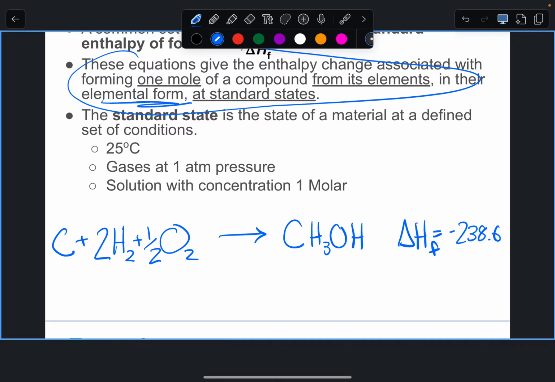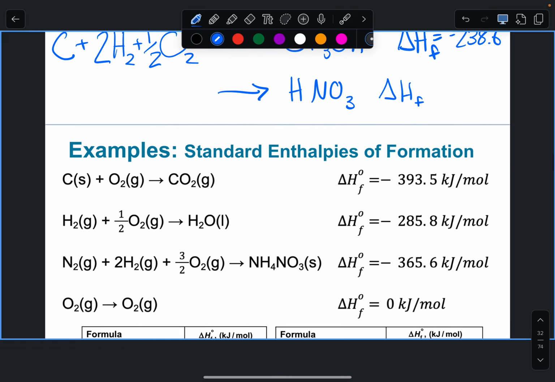Why don't you do another one for me? Do nitric acid, okay? So write the reaction that would correspond to the delta H of formation for HNO3. I'll go look up what the value is.